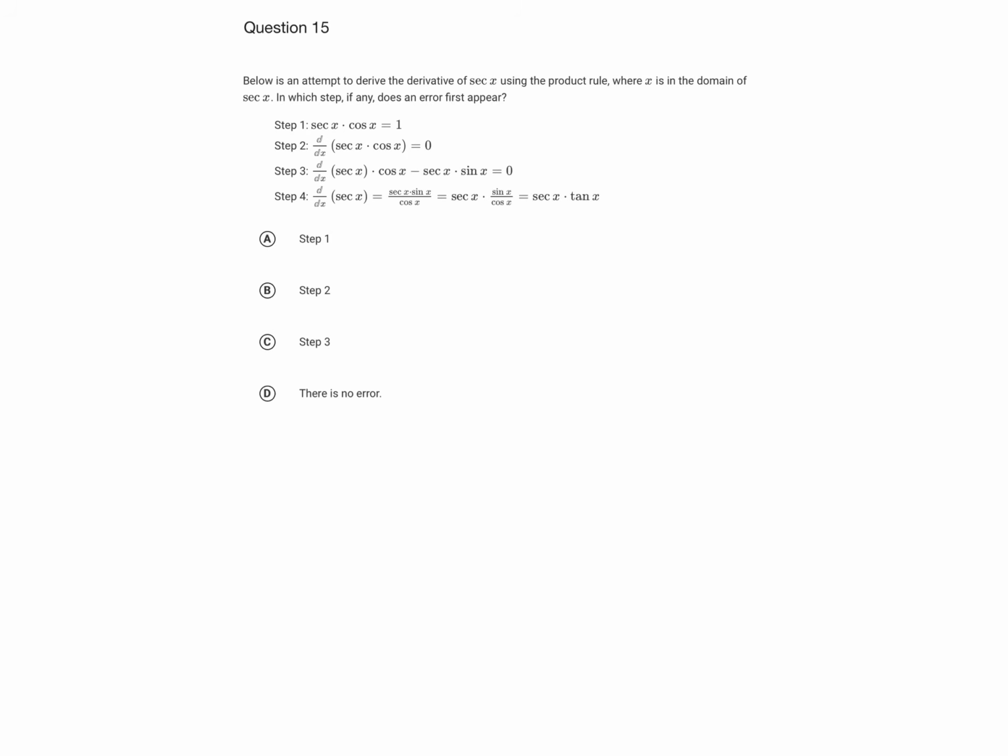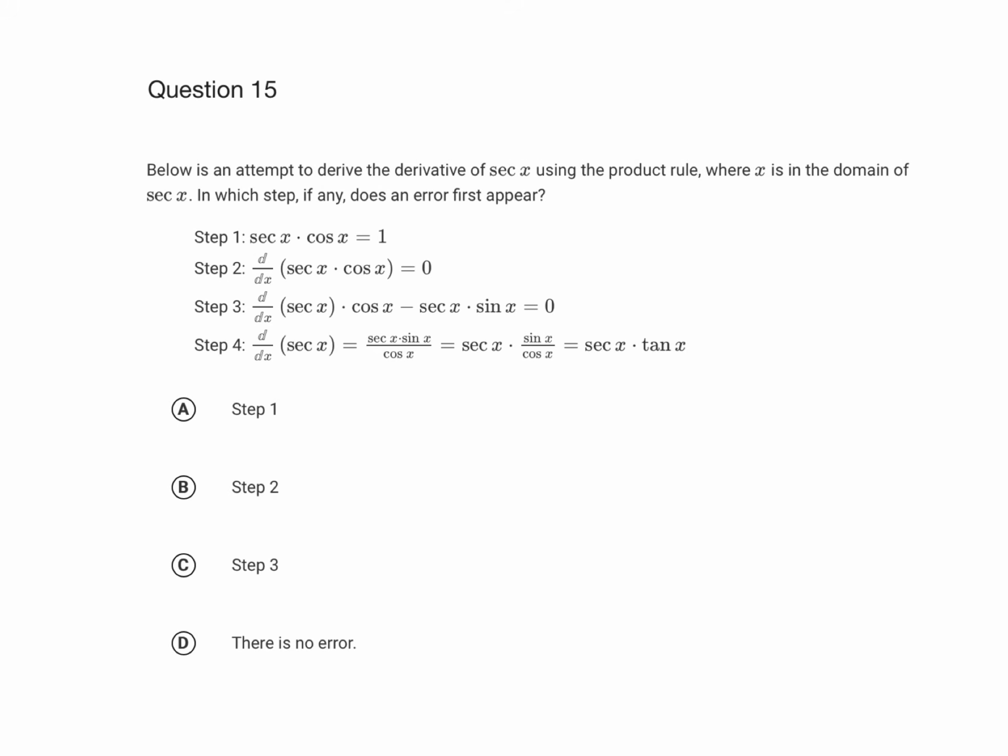Alright, so this one, question 15, last multiple choice question. They say below is an attempt to derive the derivative of secant x using the product rule where x is in the domain of secant x. Okay, in which step, if any, does an error first appear?